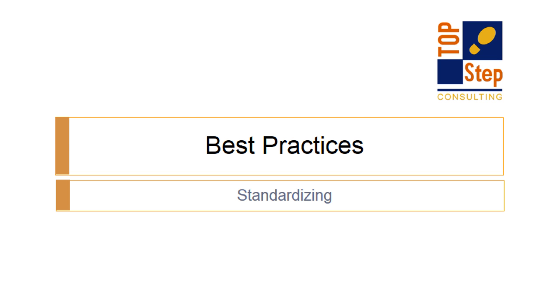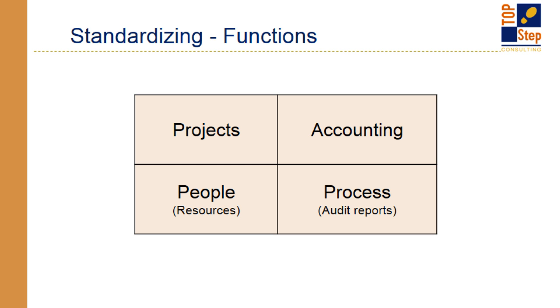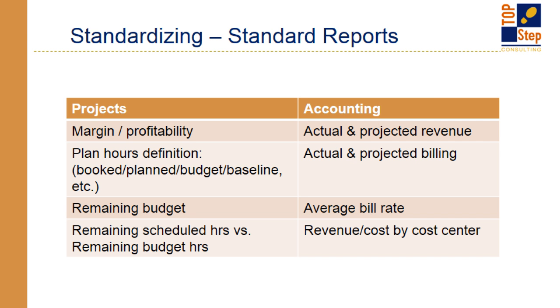And standardizing. A big thing for reporting is how to standardize the reports and how to group them. I like to look at this in functions or even modules. If it's helpful, think through the modules within the system and then create reports based on those modules. So projects, accounting, people, process. Those are a lot of the reports that we see folks use. And here are some examples of what you would see in the different types of categories.